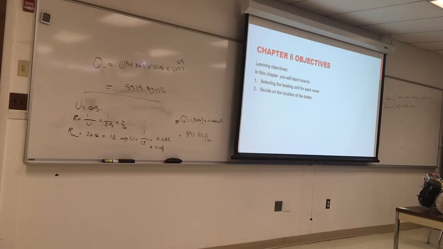And also, you want to be convenient. So you want to be in the central location so you can have the least amount of piping. It doesn't make sense to put it really in the corner, meanwhile you have one loop going around the house.